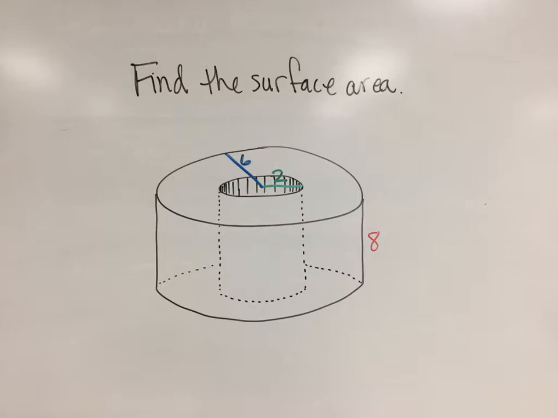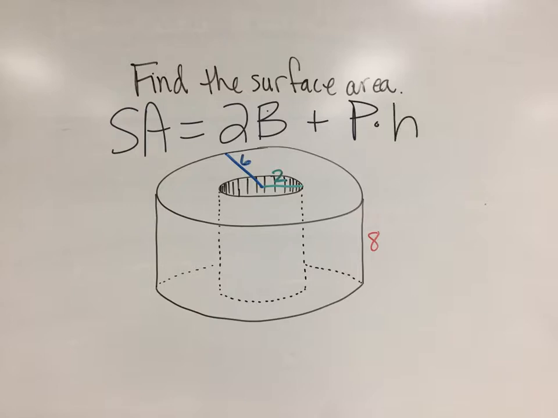Because we want surface area, we're going to use the standard formula: 2 base areas plus the perimeter of the base times the height of your prism. So the height is 8. That's the most easily identified thing, the distance in between your bases. So we need to find our base area and we need to find our perimeter.